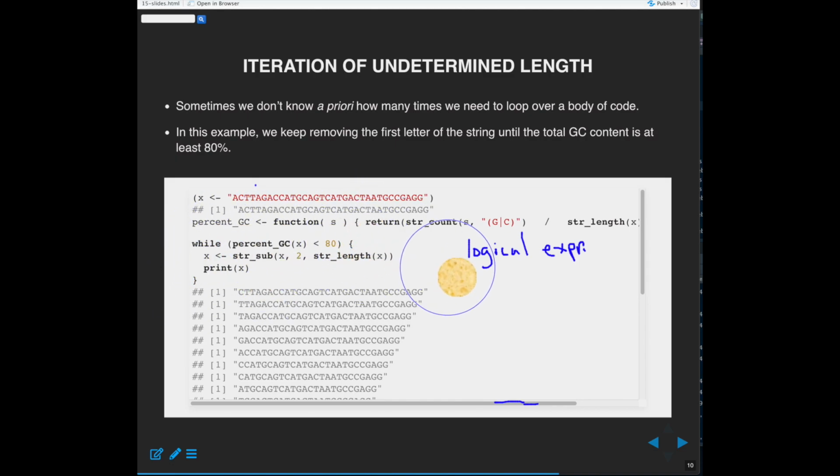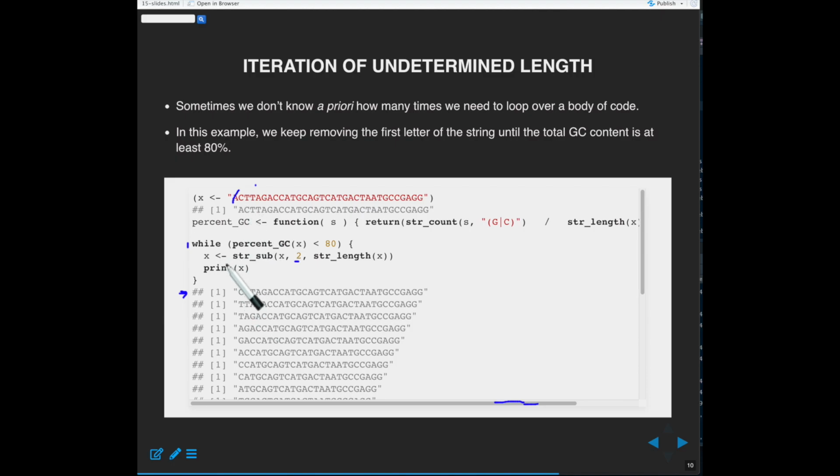It starts off with ACTTAGCA, and it comes in and it says, okay, well, calculate the percent GC of all of X. I don't know what that is, but you can see that it's not less than 80%, because here it cut off the first, that string sub, it only takes from 2 to the length of X, so it cuts off this first nucleotide, and it prints out the resultant string. So now it's just CTT, right?